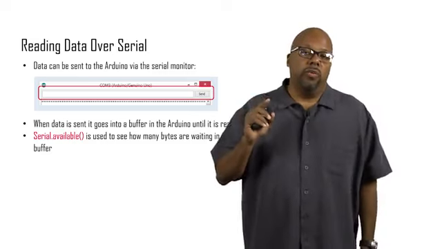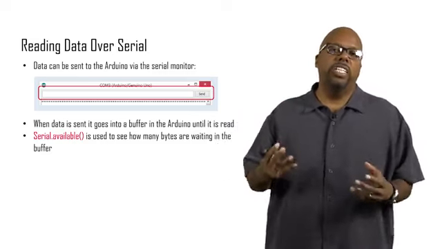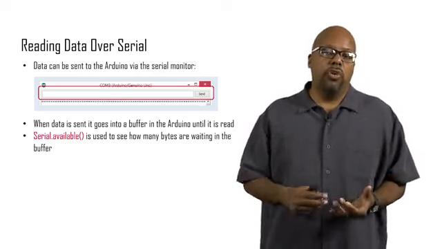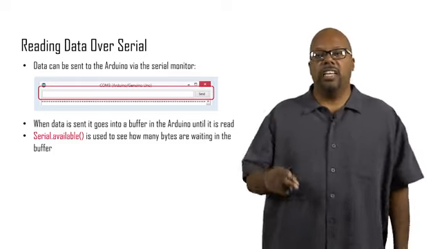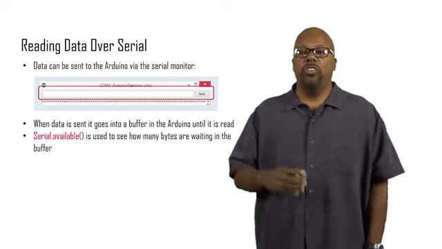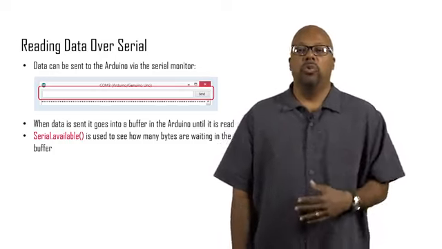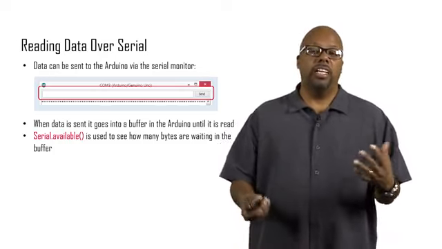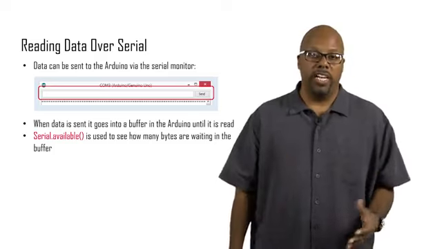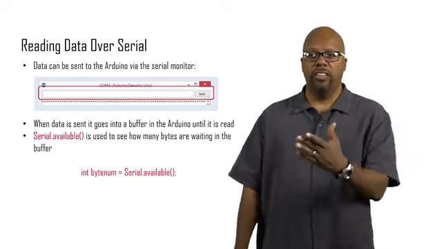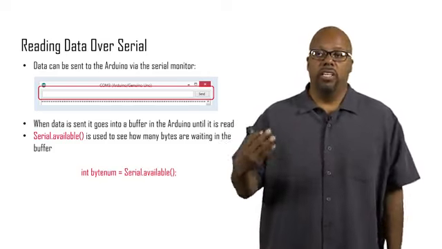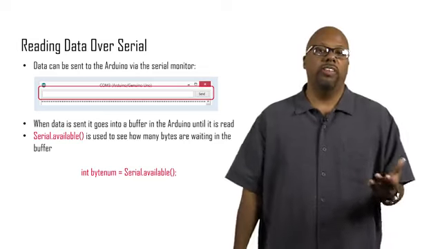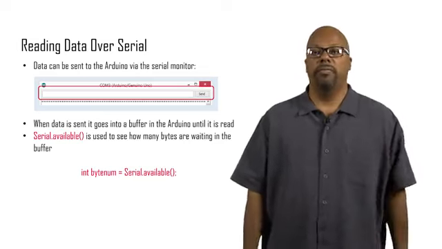But when it's receiving data, it can't just read data if no data is available. So typically, before the Arduino tries to read the data, it should check to see if the data is available. So it calls this function called Serial.available, which will return how much data is available in the buffer waiting to be read. Here's an example: int byteNum = Serial.available(), which simply returns the number of bytes that are available in the buffer waiting to be read.